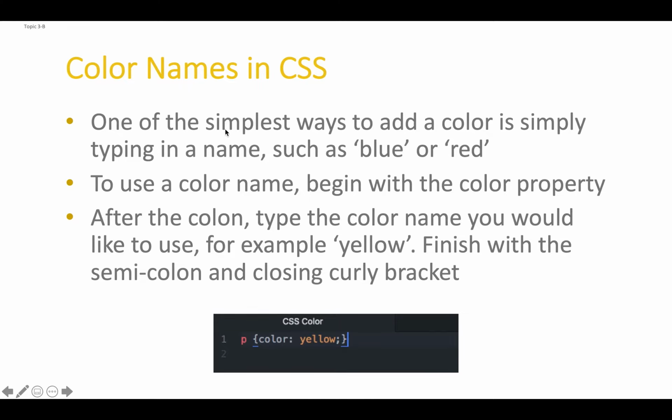The simplest way is to write blue, red, yellow, but that's not very specific because there's lots of different shades of blue, so you'd never know what kind of shade you will get. But you can add a specific color using a color hex value. So if you just wanted it to be any shade of yellow, you would just type yellow and then semicolon and then close your curly bracket. And that would define the paragraphs with the font color yellow.